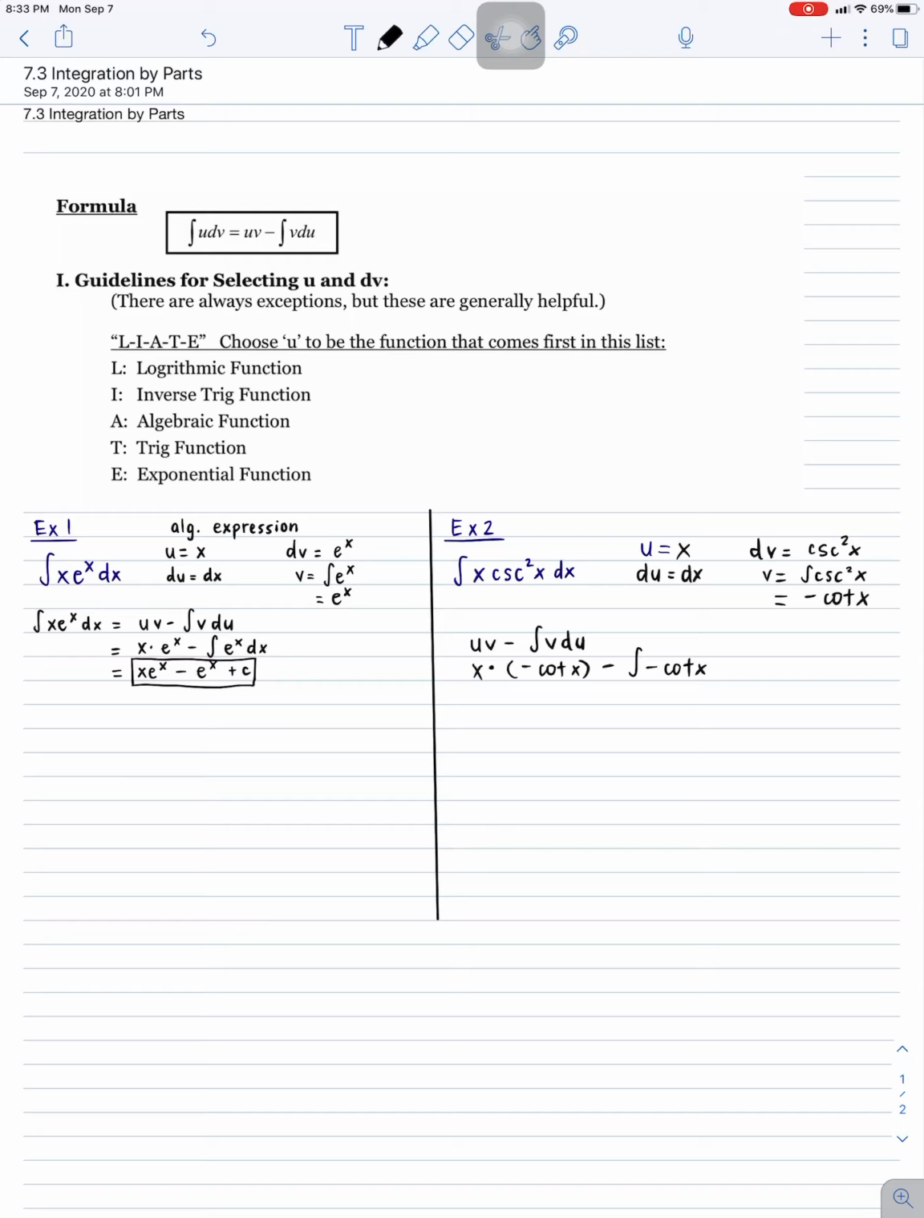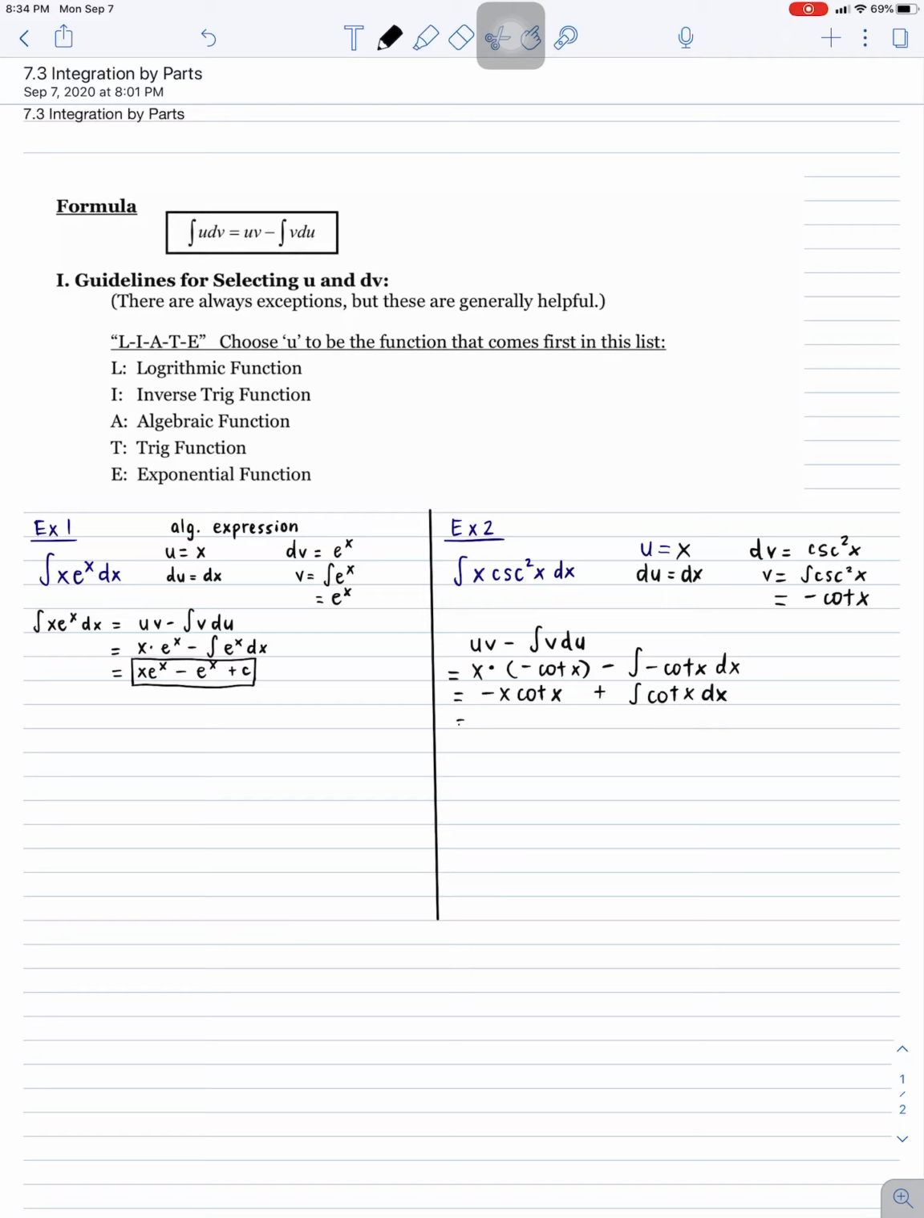And then du is just dx. Now I'm going to try to clean this up a little bit. So let's rewrite this as negative x cotangent x. And then you have a minus a negative, so that will be plus the integral of cotangent x dx.